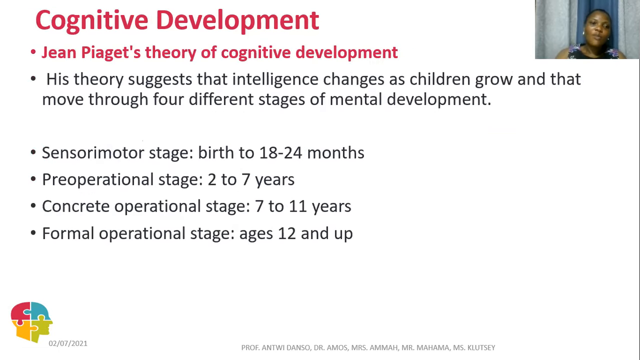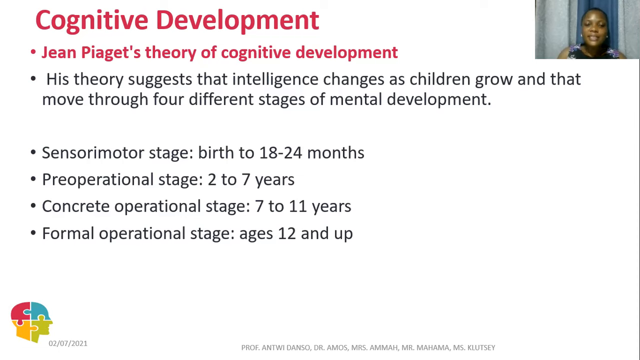Now let's come to cognitive development. One of the popular theories that tells us how children develop is the theory of Jean Piaget, which he calls the theory of cognitive development. He suggests that the way children think and their intelligence changes as they grow and they move through 4 stages. Every child moves through these 4 stages. You can't jump any of the stages. You have to move from stage 1 to stage 2 to stage 3 and finally to stage 4.